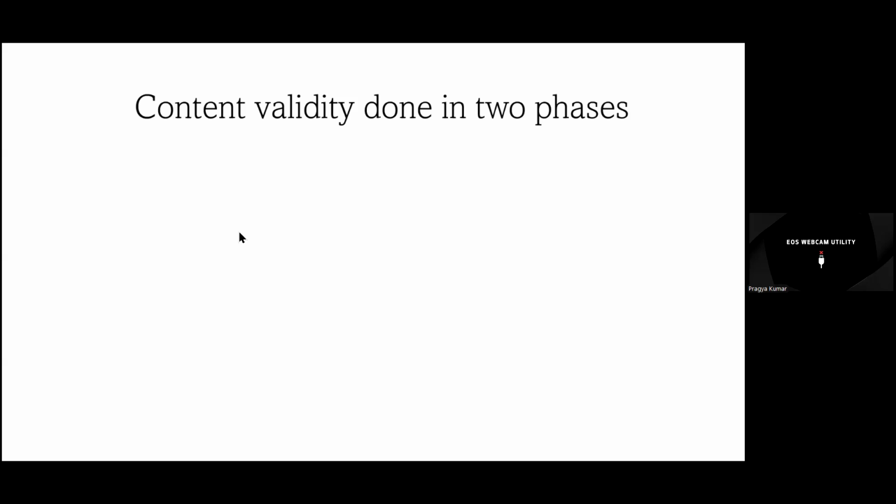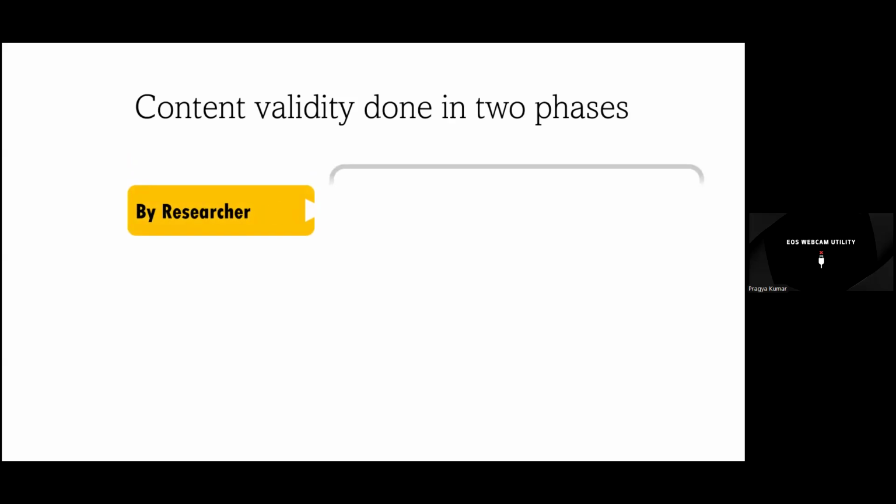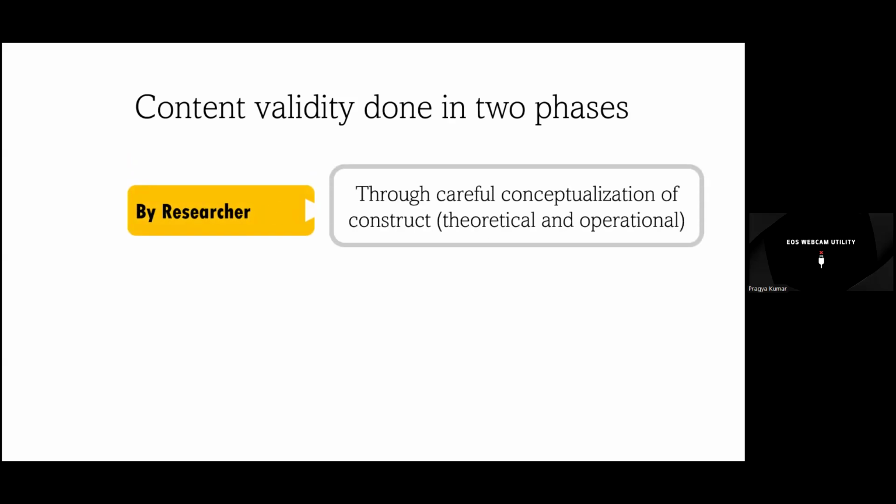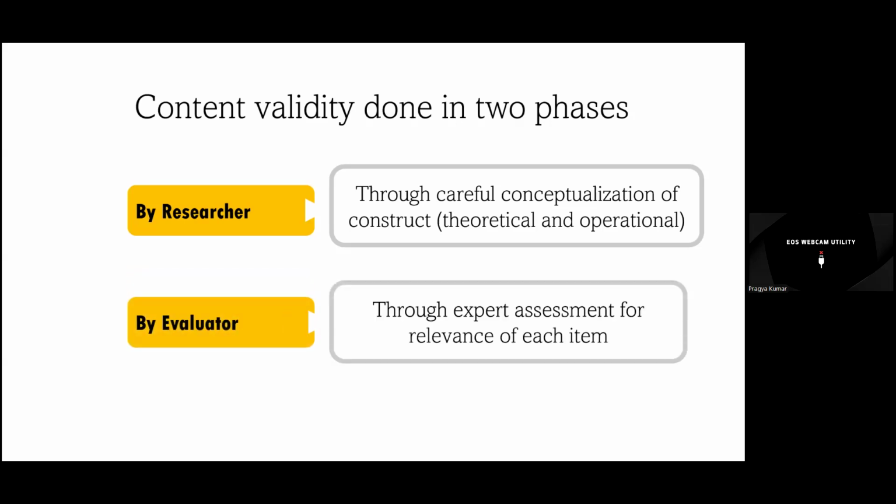So, content validity is done in two phases. The first is done by the researcher. Because the researcher has developed the operational and theoretical definition of the construct, through careful conceptualization of the construct the researcher does the content validity. And the second is the evaluator. You have a pool of experts and they do the evaluation, like you people did in yesterday's exercise. And don't take yesterday's exercise literally, just take it as a process.